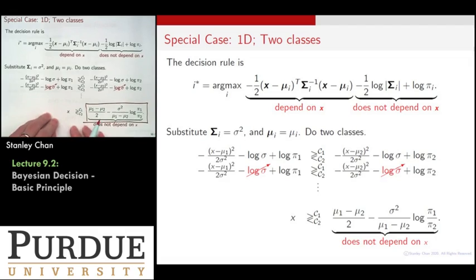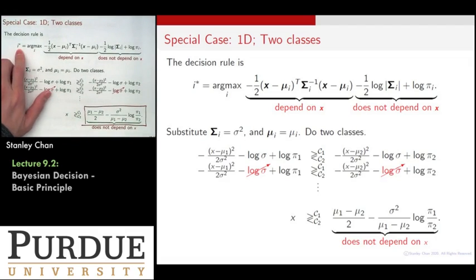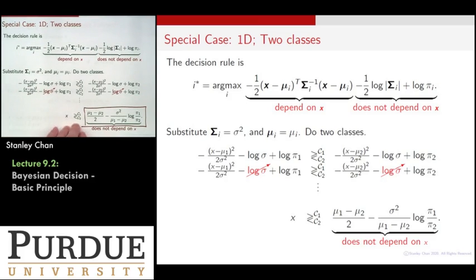Okay, so now let's look at this expression. This expression says that I want to determine my class. I want to determine whether class 1 or class 2 is more likely to be the class that generated my sample data point x. So this result says that all I need to do is to check whether my data point x, which is now a scalar, is bigger than or smaller than this quantity.